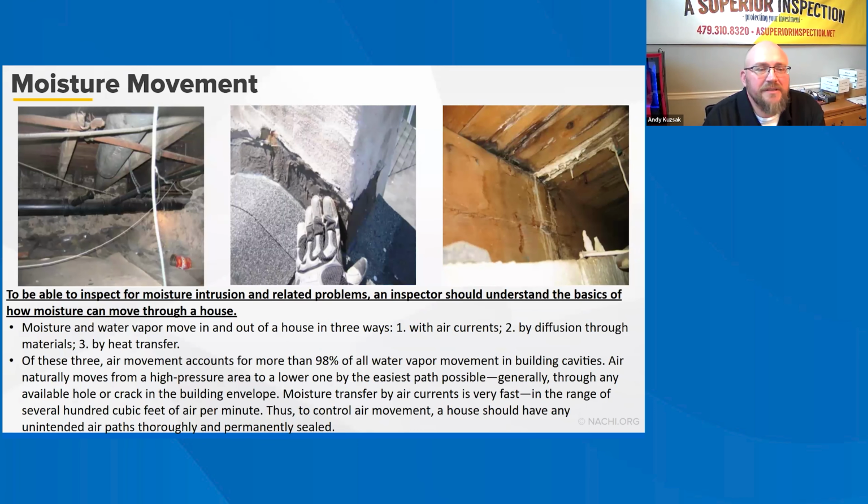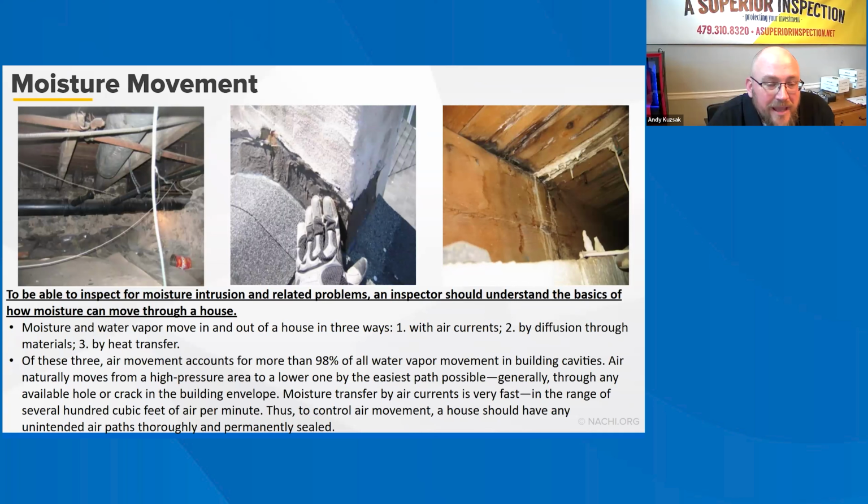All right, moisture movement. To be able to inspect for moisture intrusion and related problems, an inspector should understand the basics of how moisture can move through a home. Moisture and water vapor move in and out of a house in 3 ways: through air currents, by diffusion through materials, and by heat transfer. Of these 3, air movement accounts for more than 98% of all water vapor movement in building cavities.